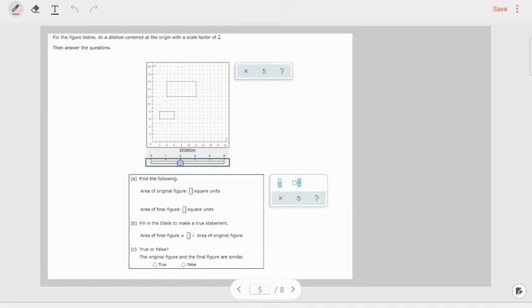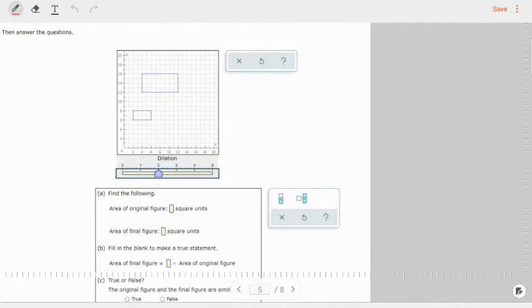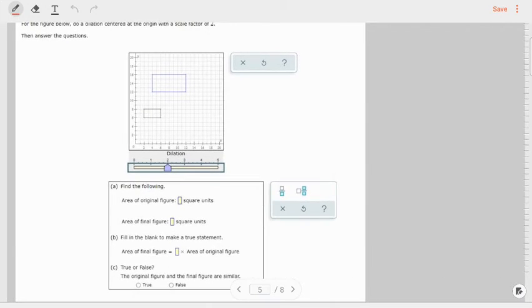All right, so let's now look at area and dilations. So if I look at this problem and I see that it says a scale factor of 2, well, I notice right off the bat that that length of 4 doubles to a length of 8. So my side lengths are getting twice as big.